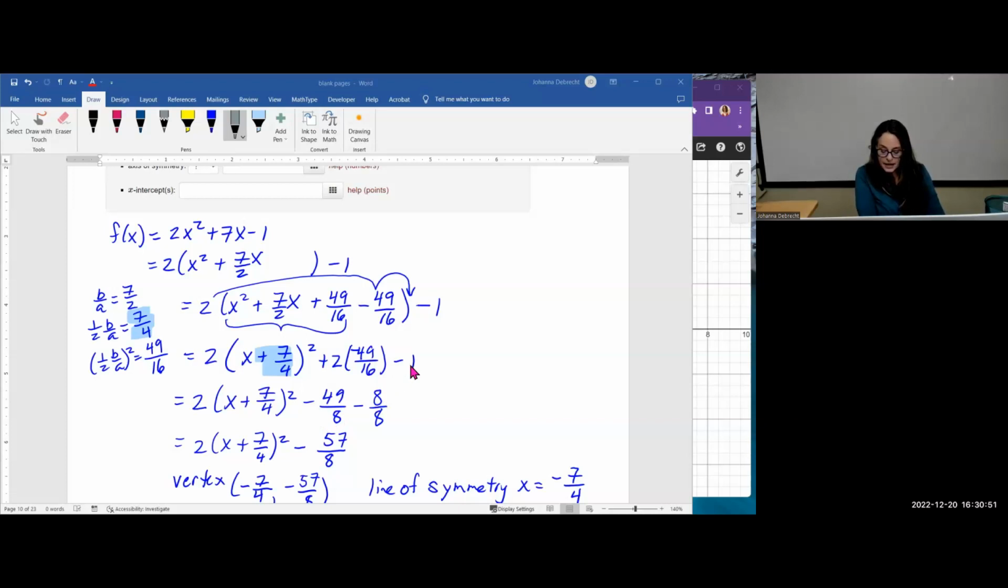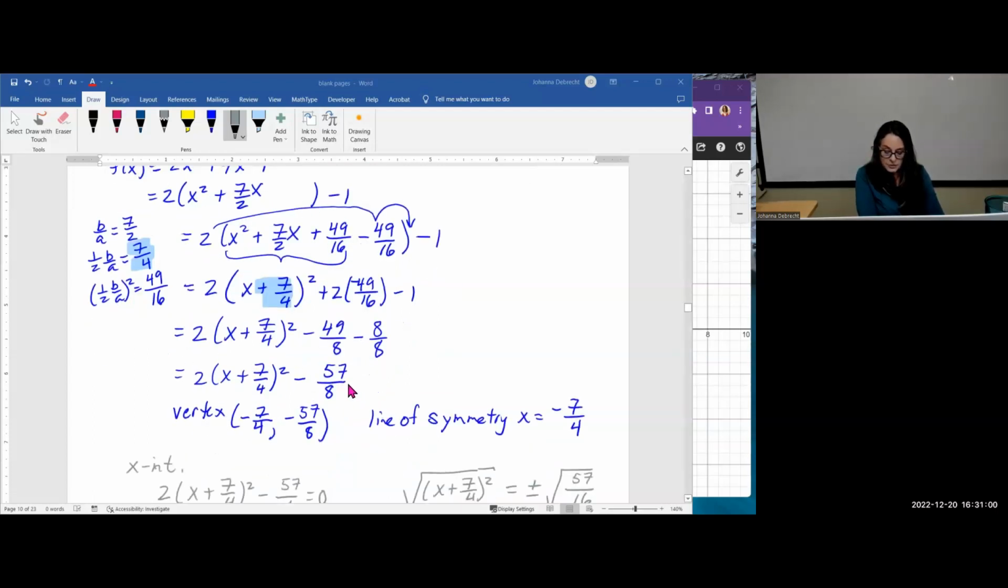And then when I combine that, notice I have to get a common denominator. So I write one as 8 over 8. And then I subtract the 2 together, and that gives me negative 57 over 8. That means the vertex is negative 7/4, negative 57 over 8, which is a nasty number. But it is the vertex. And the line of symmetry is the x coordinate of the vertex, x equal negative 7 over 4.